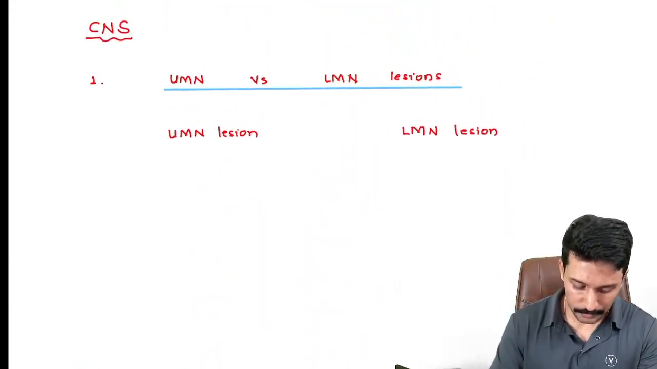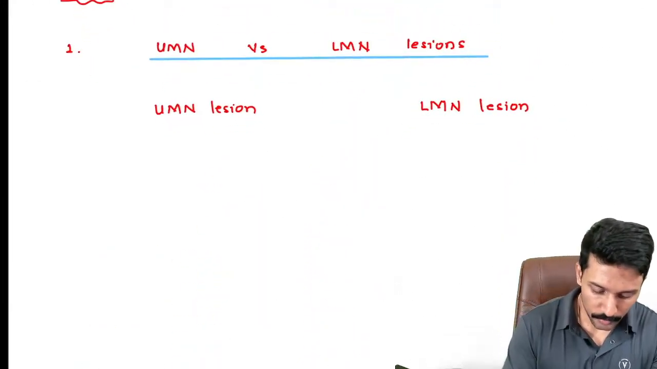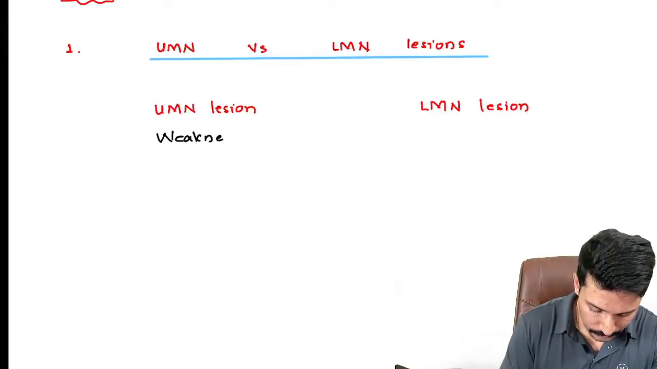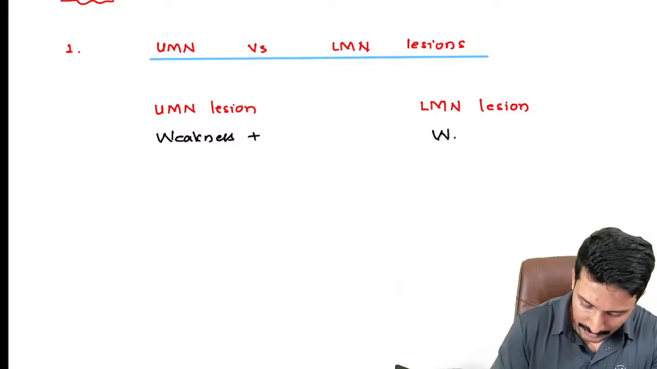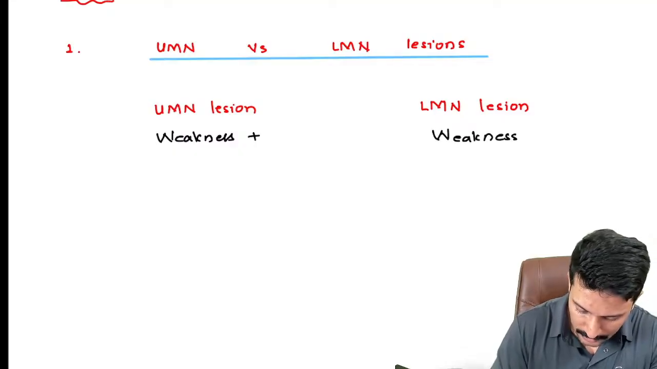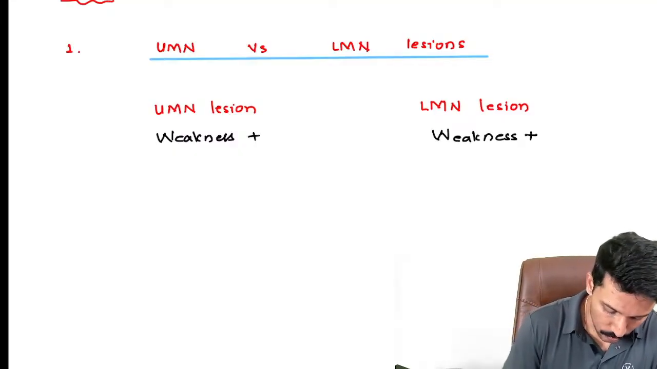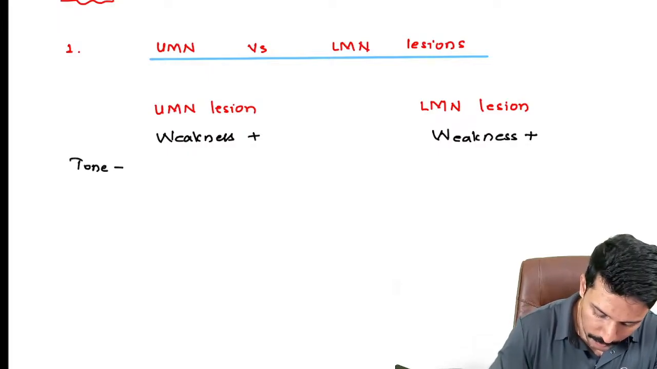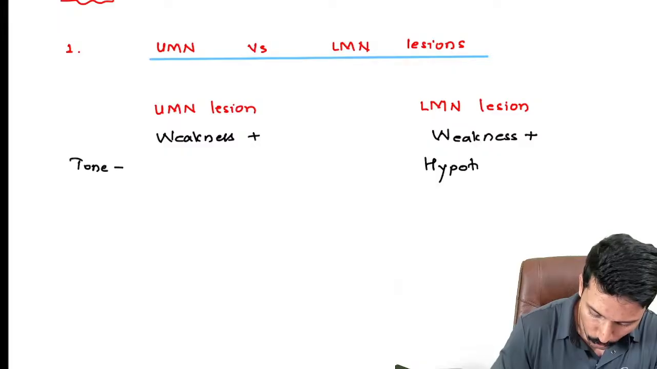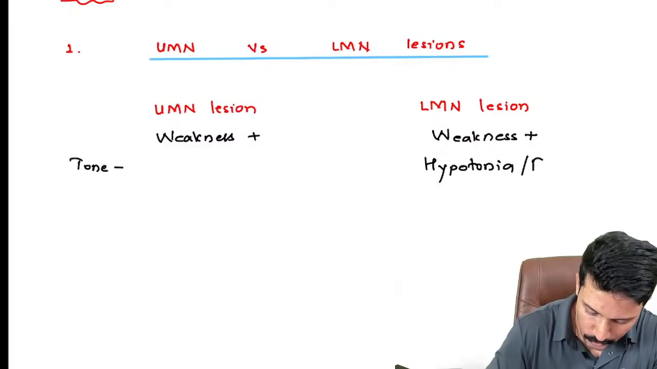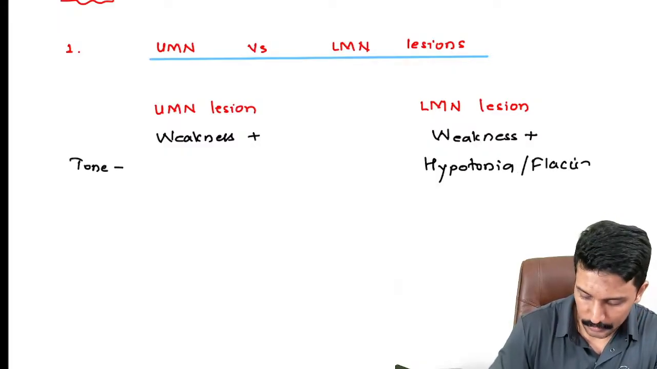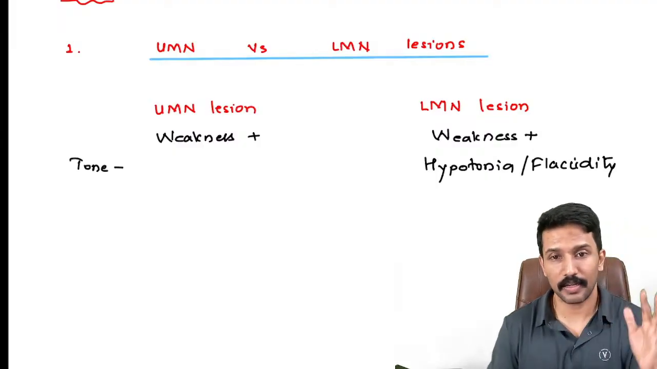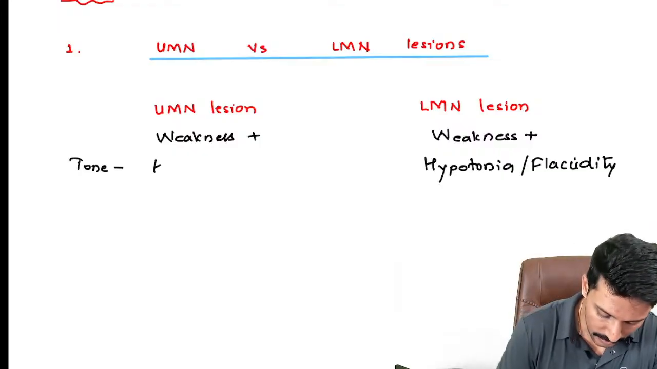So that's why whenever there is a UMN or LMN lesion, weakness will be there for sure. But apart from that, LMN lesion will have loss or decrease in muscle tone. So when it comes to the tone, in LMN lesion, it will be decreased. So we will be having hypotonia. And as you know, hypotonia is also called flaccidity. But in UMN lesion, the suppressing role is taken away, so the tone increases. We will call it hypertonia.